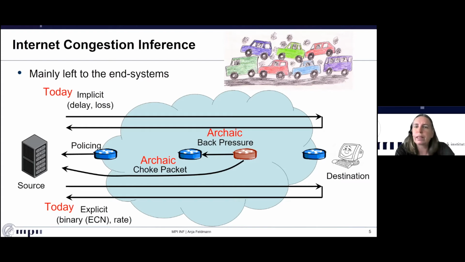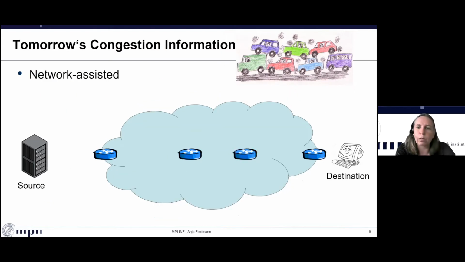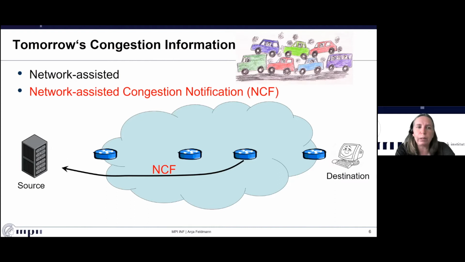But things that were once introduced were probably introduced because of good reasons, and we should revisit these every so often. Indeed, we think that the basic idea of having the network inform the sources that there is congestion control inside the network, with the new capabilities of P4, should be feasible again. So why not actually do it network assisted?